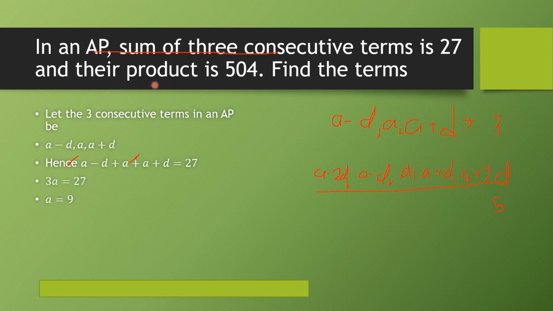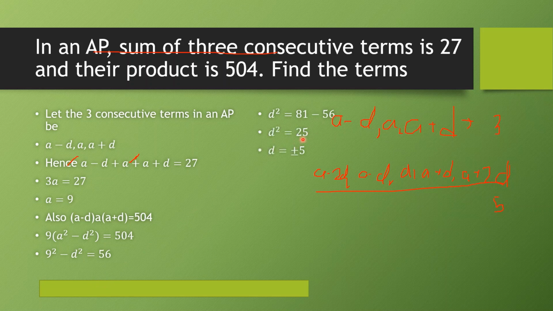Also they have given the product is 504. That is A minus D, A, A plus D is 504. What I have done is substitute the value of A as 9. A minus D into A plus D becomes A square minus D square. Again what is A? 9. So 9 square minus D square, and I have divided this 9 over here. I get 56. If I solve this, I get D square as 81 minus 56. How much will D square be? 25.